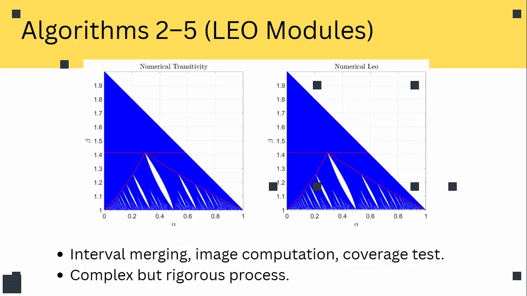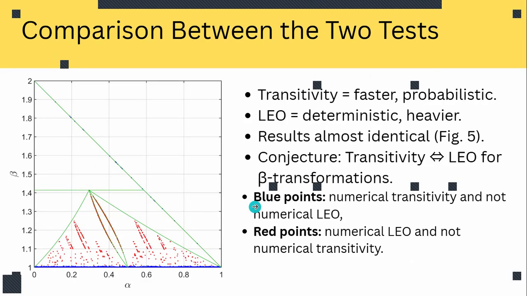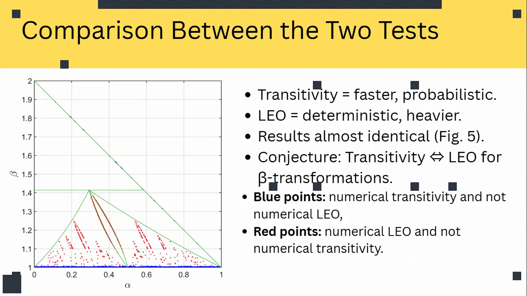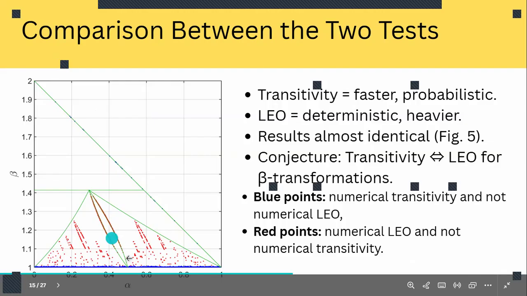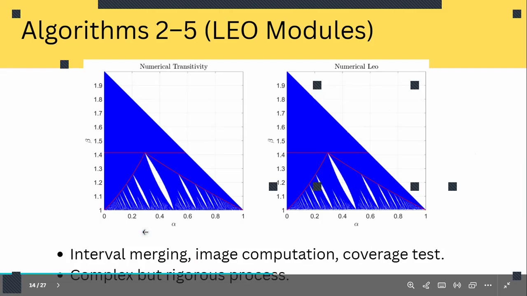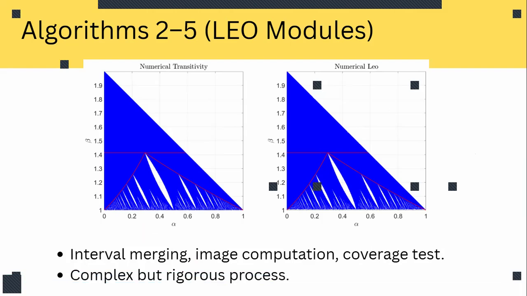So as we can see, this is for the beta transformation, which we have done. It is nearly the same, but we do have some differing points. So this is the comparison. Here we can see there is a difference. The red points are numerical LEO and not numerical transitive, and the blue points are numerical transitive and not numerical LEO. But if we look at these images, it is nearly the same.